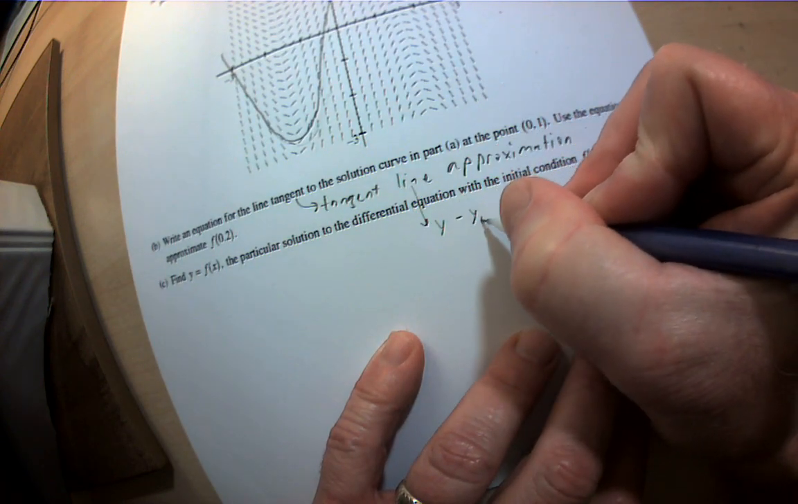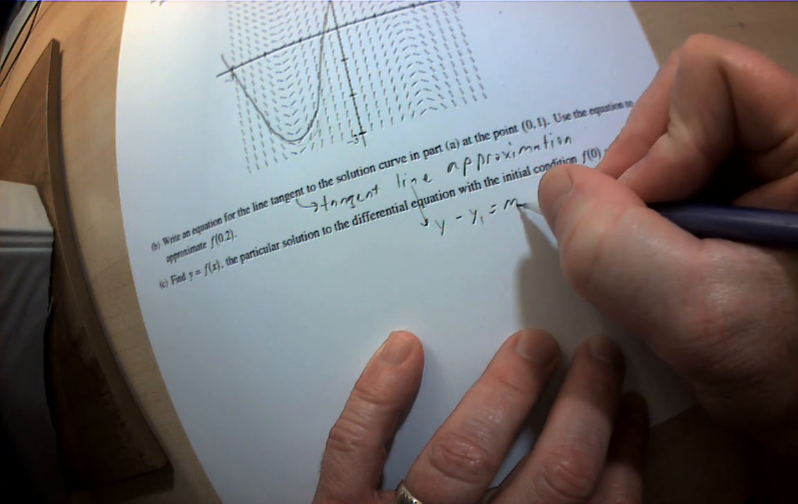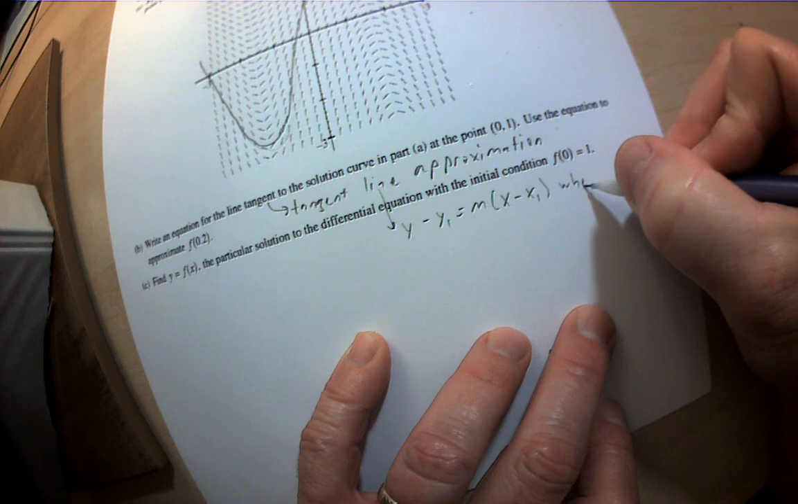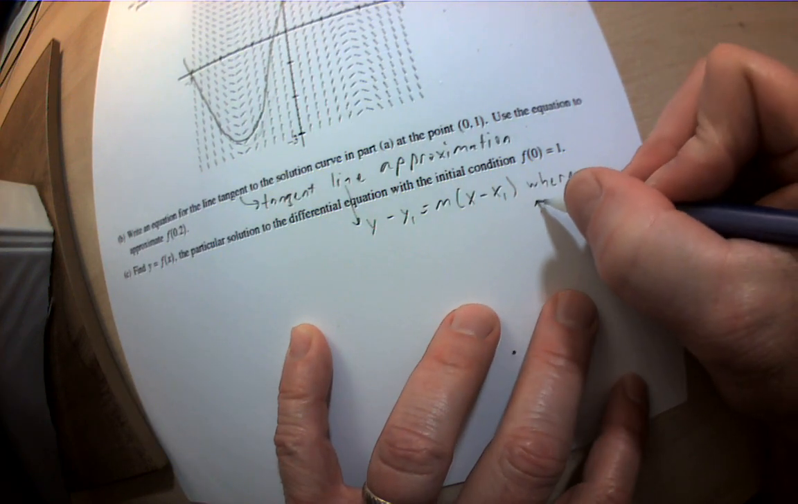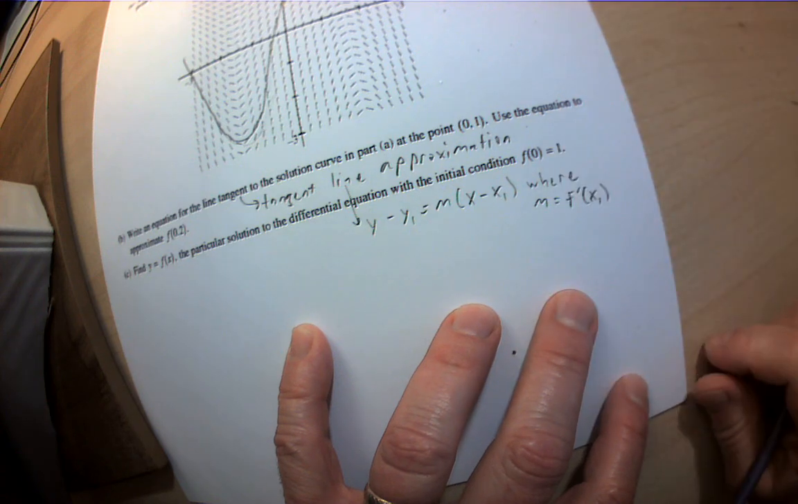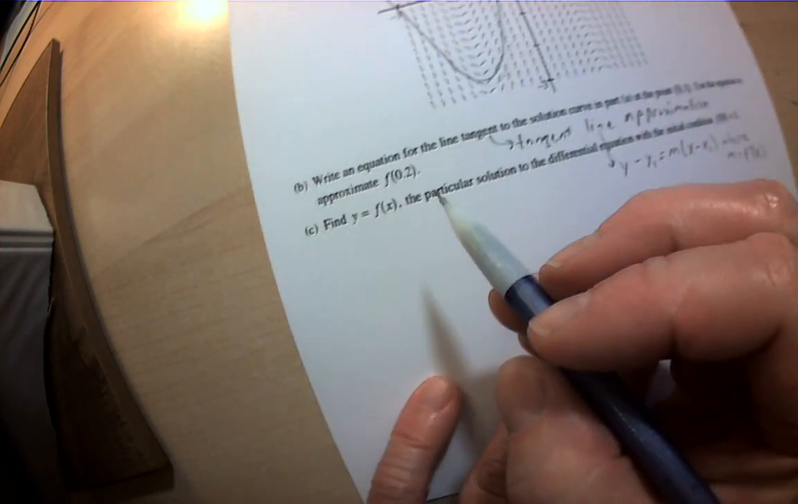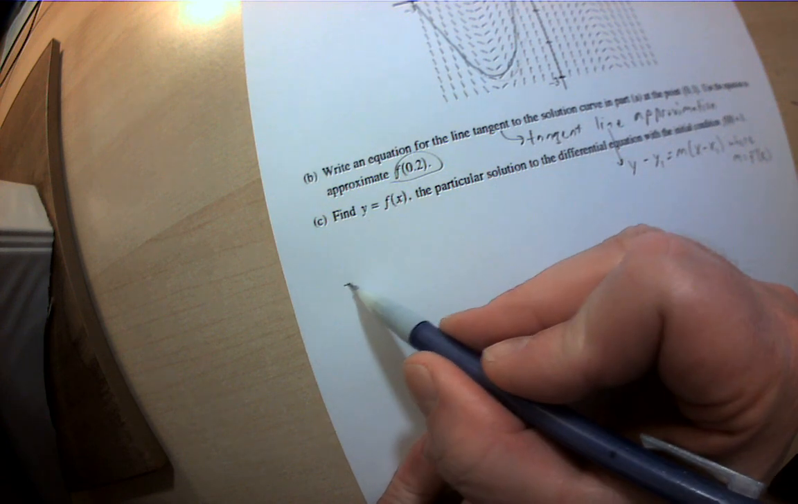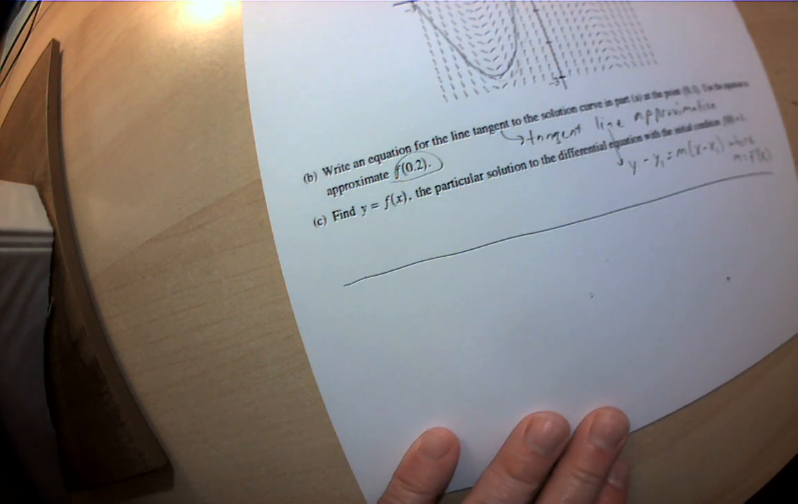They're looking for y minus y1 equals m times x minus x1, where m equals f prime evaluated at x1. That's what they're looking for. And then they want you to use it when x equals 0.02. Okay? So here we go.